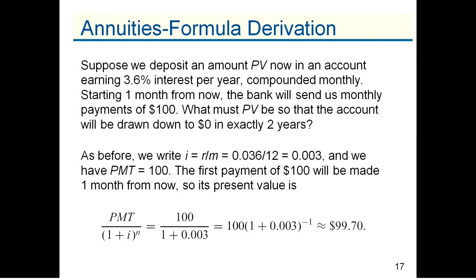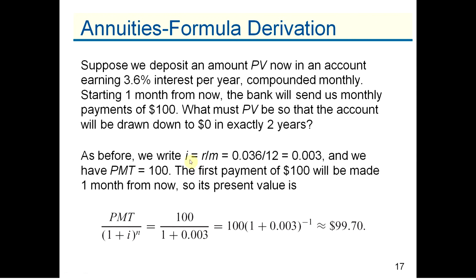If we were to deposit an amount, present value amount, of a certain amount today, earning 3.6% interest per year, compounded monthly, starting 1 month from now, we're going to start withdrawing money. We're going to withdraw $100 every month. So what's going to happen is, although we are earning interest, we're not earning $100 worth of interest. So the present value each month will be less. Okay? Eventually, we'll make our last withdrawal and we'll have nothing left in the account. All right, so we're looking to draw it down to exactly $0 in 2 years.